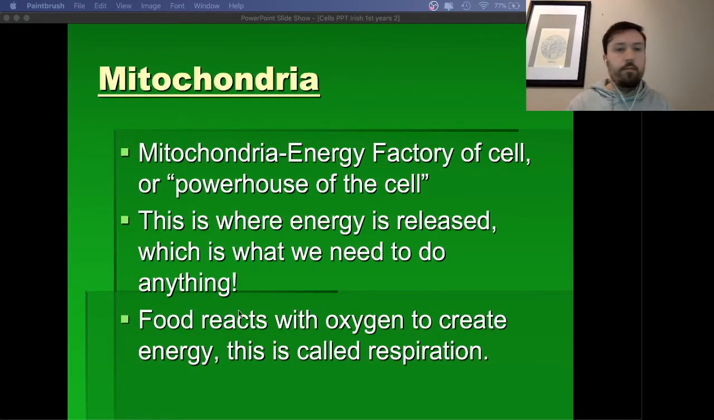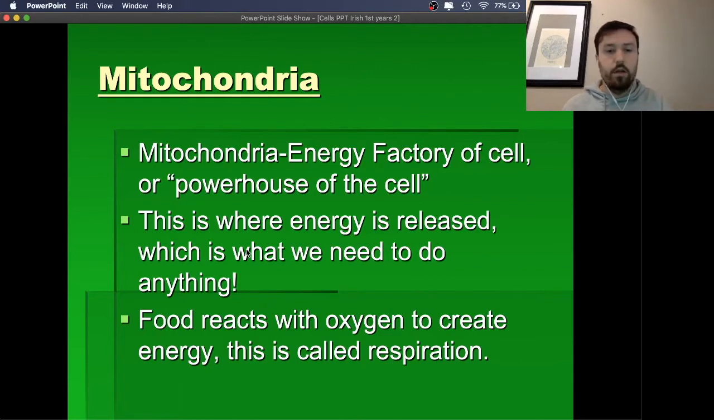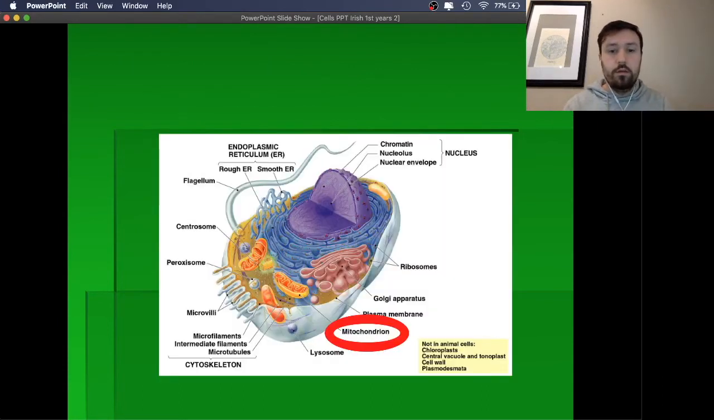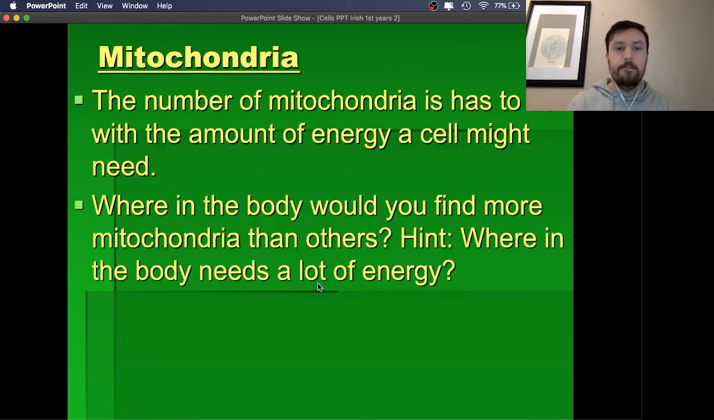All right, so back to our slides here. So we know what mitochondria do and where they're found. If you look at this cell diagram, they're here, this big orange thing, okay? If you think about it, certain cells that need a lot of energy will have more mitochondria, right? The more mitochondria you have, the more energy you can produce.